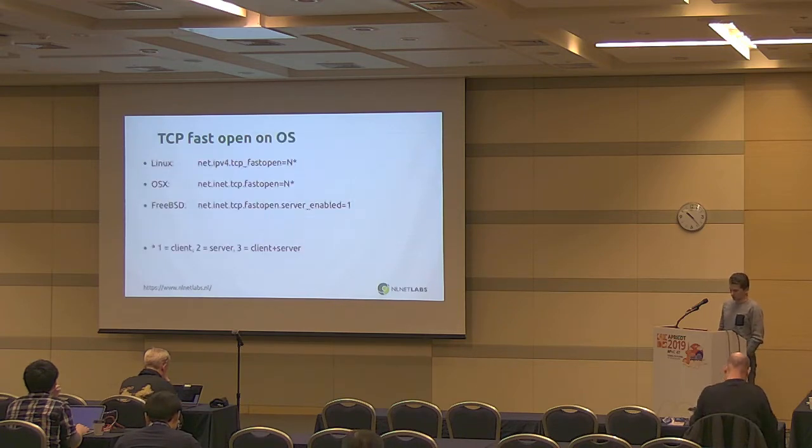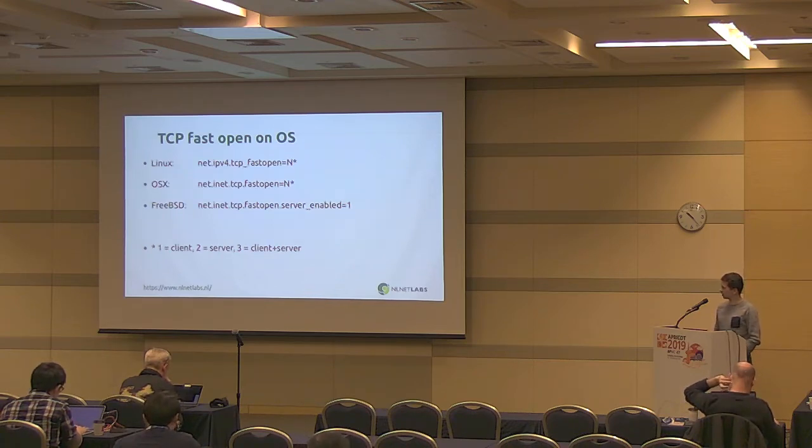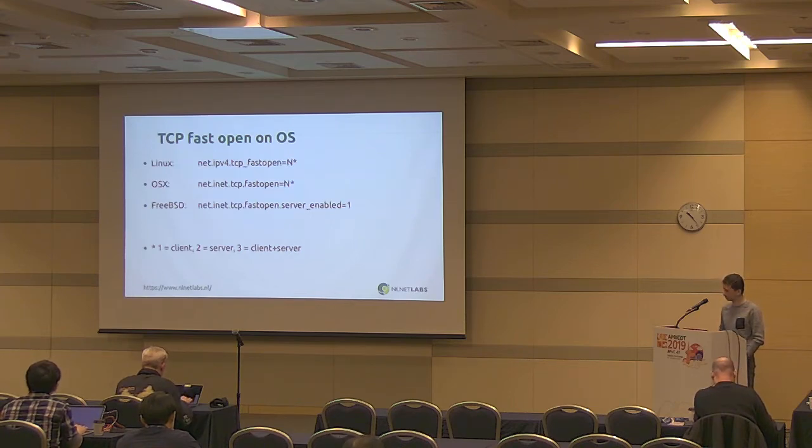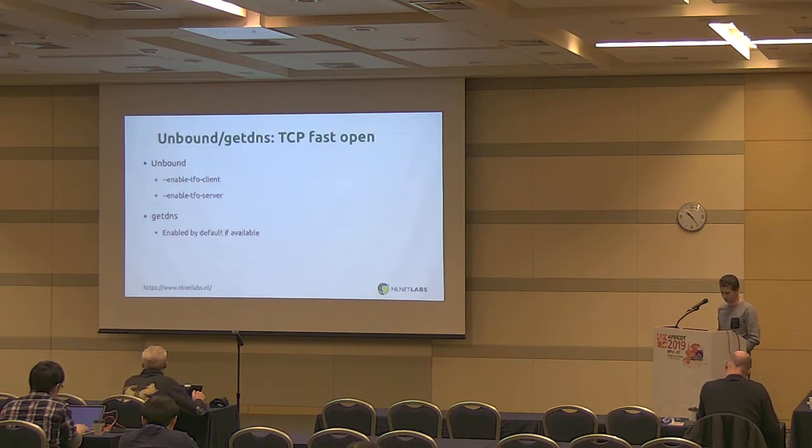So to be able to use TCP fast open, you have to configure it on your operating system. Linux and OS X by now have support for both client and server. FreeBSD, I think, only has server support for now at least, though I think they're also working on the other side. So if you have that enabled on your server and you want to have Unbound with TCP fast open support, you will have to compile it yourself, which you can do using those two flags, enable TFO client and enable TFO server. And for GetDNS, you don't have to do anything. It's enabled there by default.